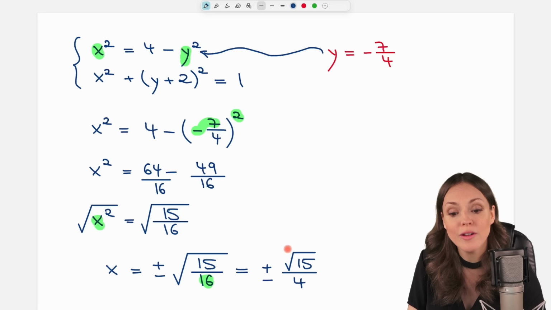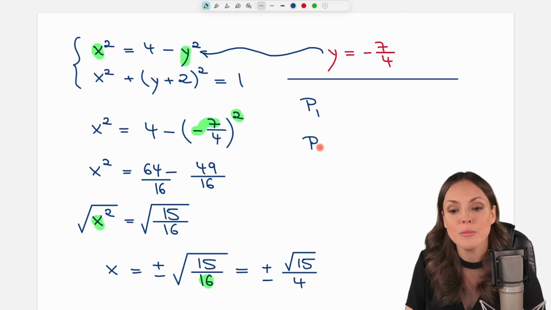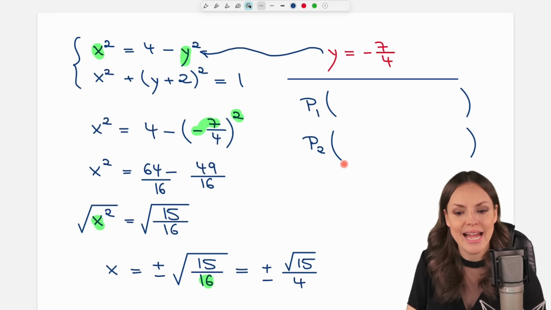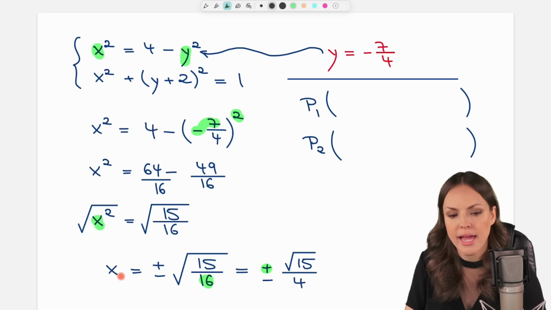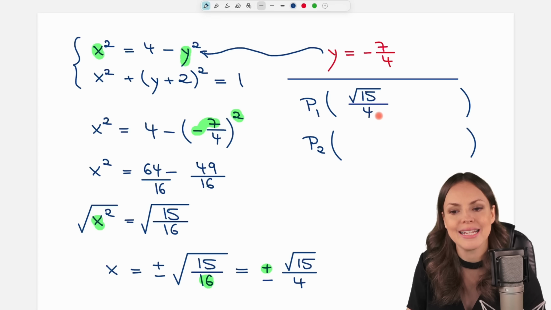But these two values, plus and minus this number, are our x values of, do you still remember what we were trying to find? We were trying to find the intersection points, the coordinates of P1 and P2 of our two circles. And we found these coordinates now. For P1, let's take the positive x coordinate first. So we take the square root of 15/4 as the x coordinate for our first intersection point.